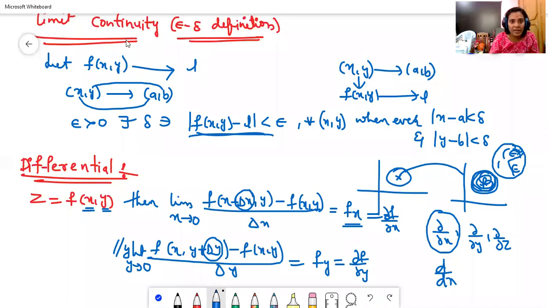Okay. Here is the limit and continuity, the delta-epsilon definition. It means that the function f of x comma y tends to L, that is, the function has some limit L within an epsilon distance. It is the function value. We know that for any point we can substitute into the function and get one value. This is the xy plane, the function of the xy plane.